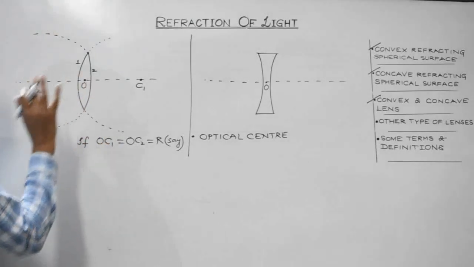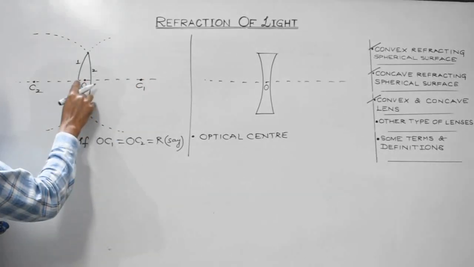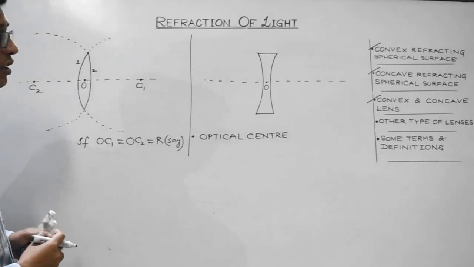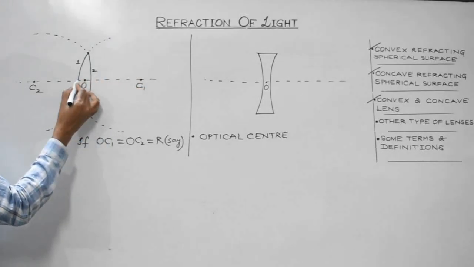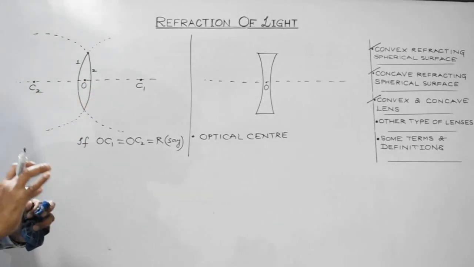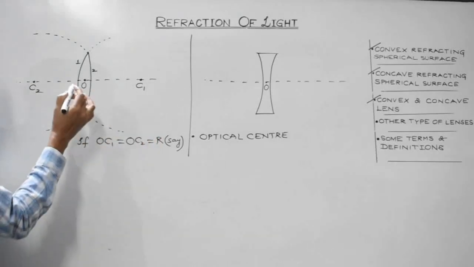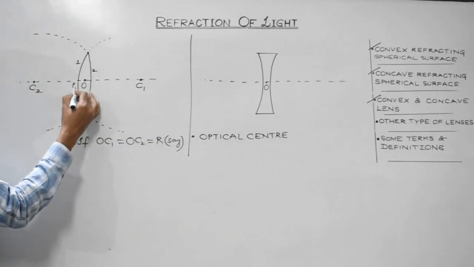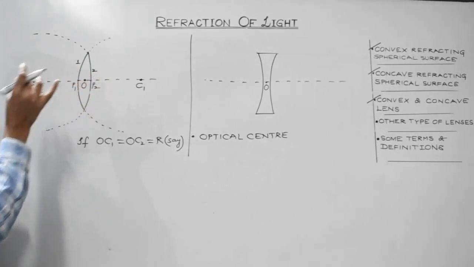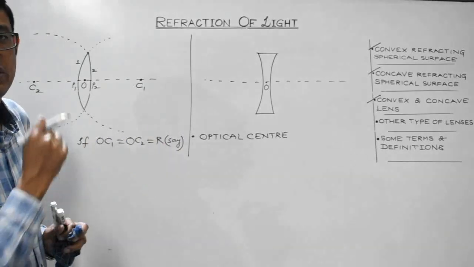Then C is known as the center of curvature, and its distance from optical center can be considered to be the radius of curvature. Actually, its distance is to be measured from this point, and C2 is to be measured from this point. But for all practical considerations, we will consider the lens to be very, very thin. So this point P1, this point P2, and point O all may be considered to be coincident, infinitesimally close to each other.